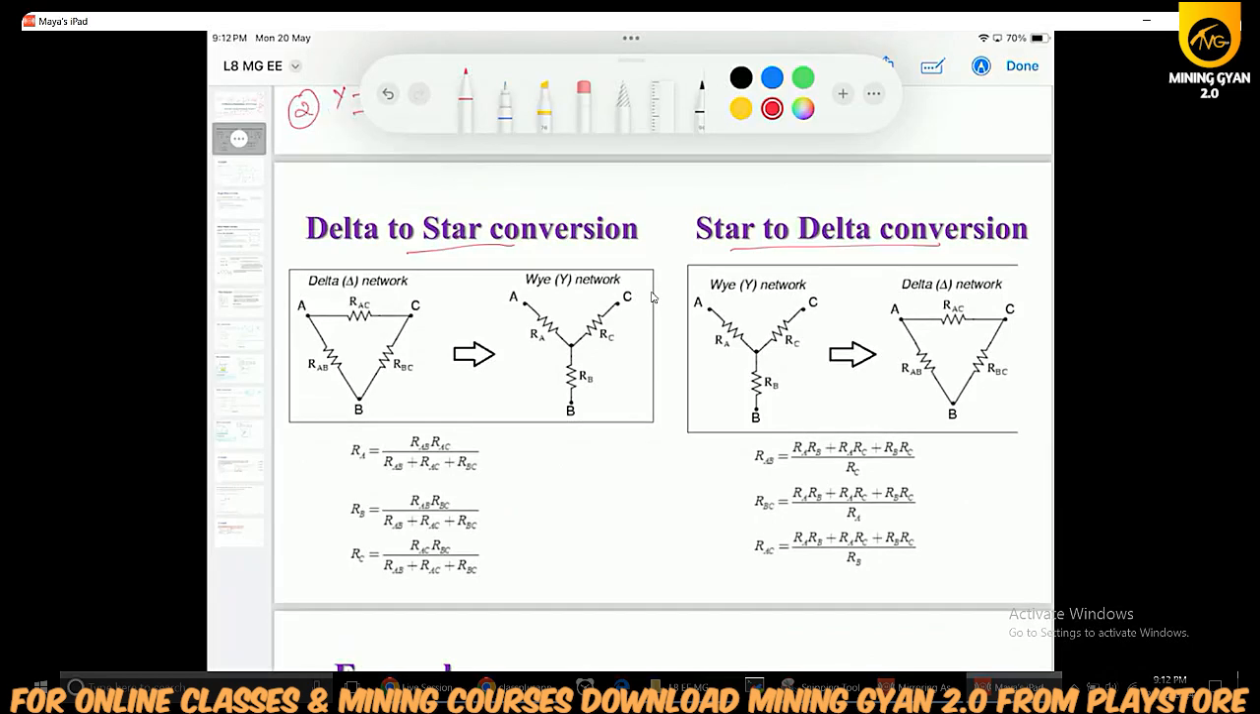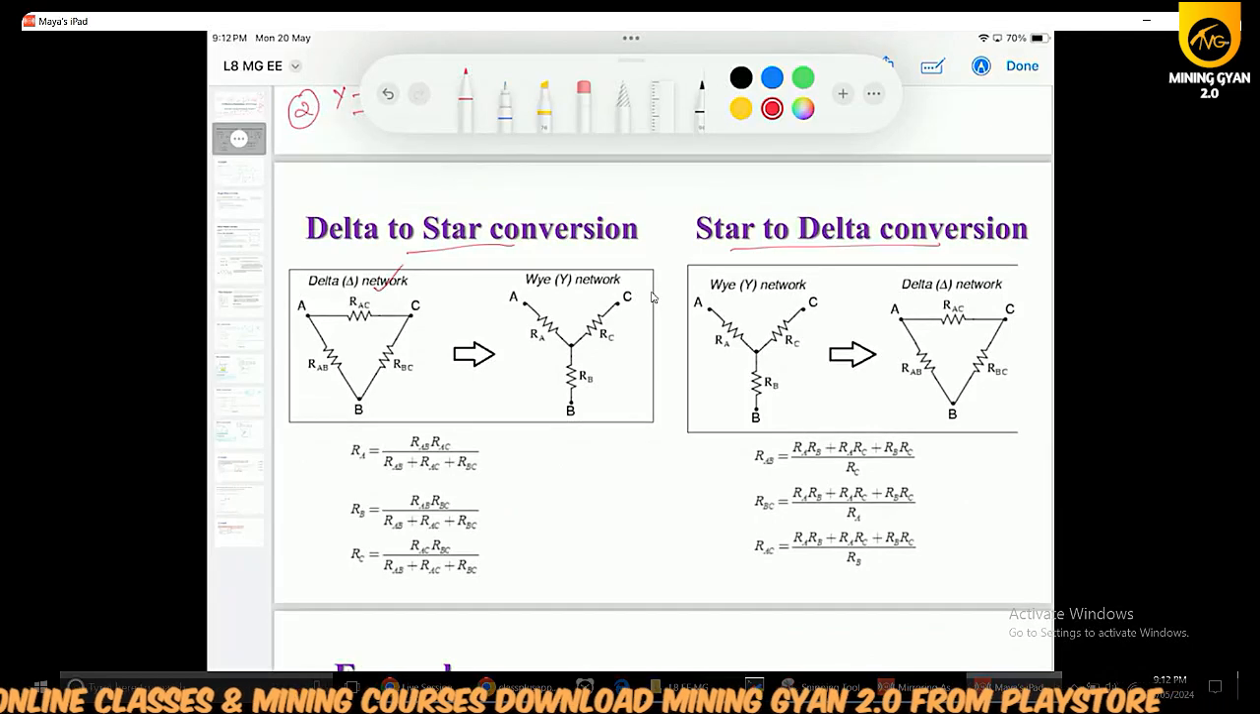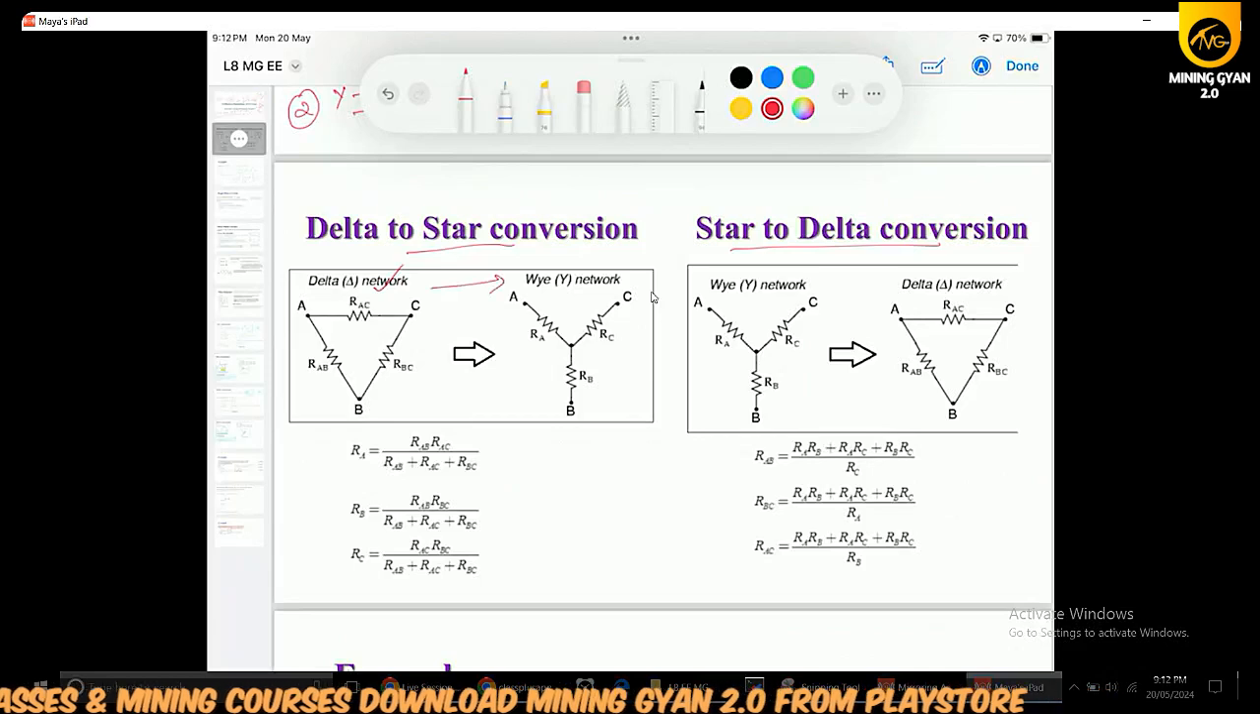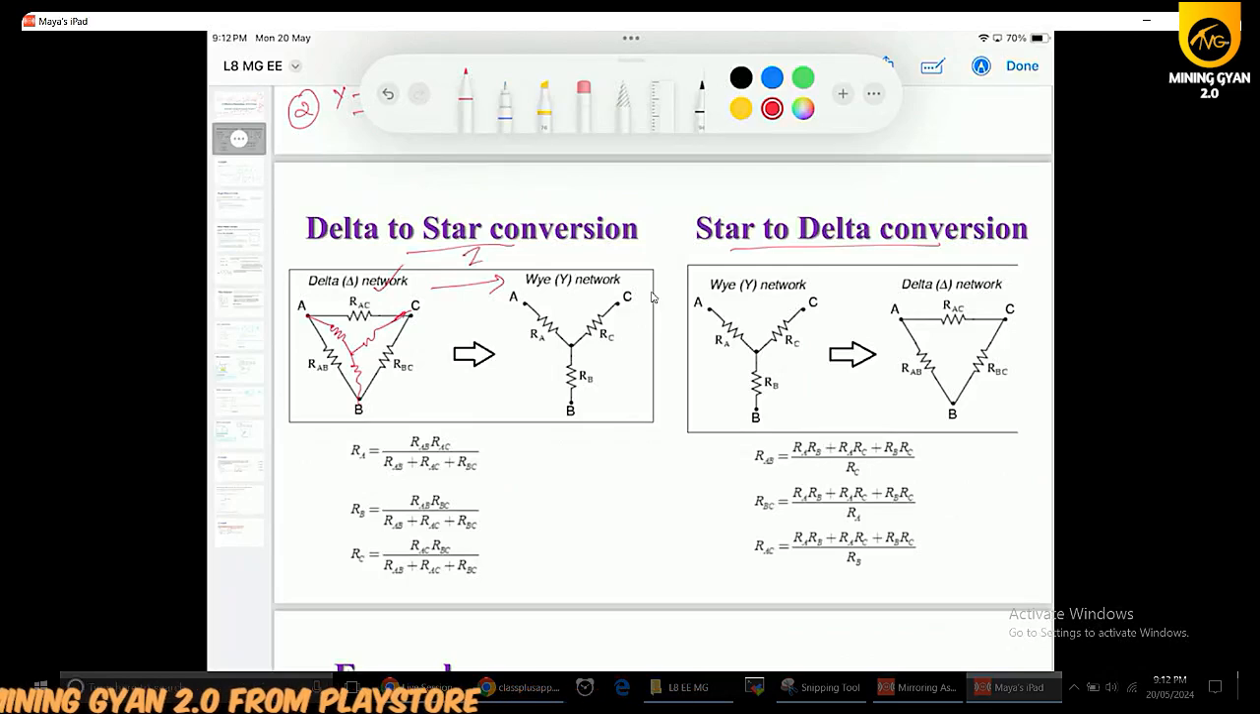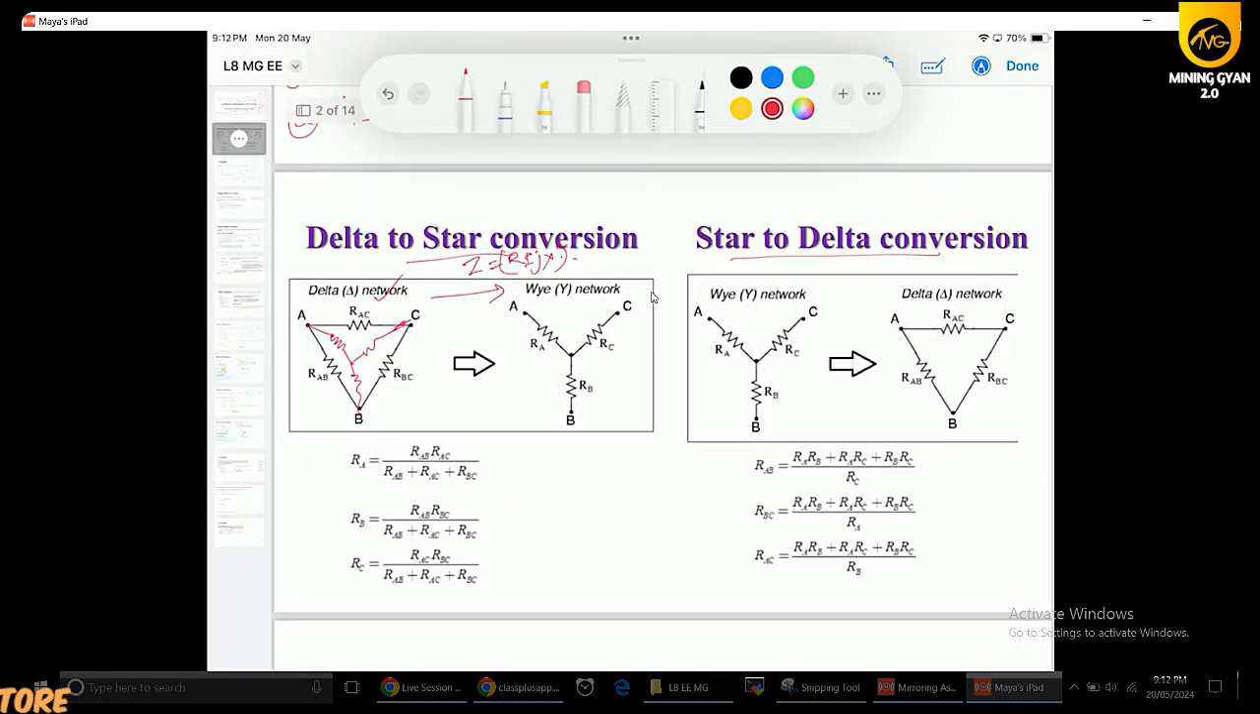So this is given in delta. We have to make it a star connected network. First of all, you have to take three resistances, as three resistive elements are given. Instead of resistance, they can give impedance also, in R plus minus jX form, so you have to perform the same operation. So this is the resistance. Let us say this is RA and this is RC and this is RB.